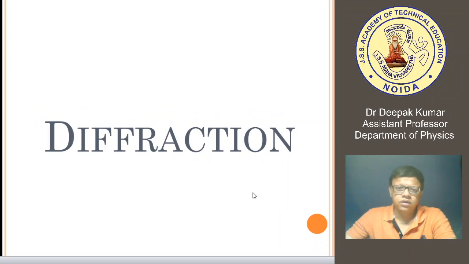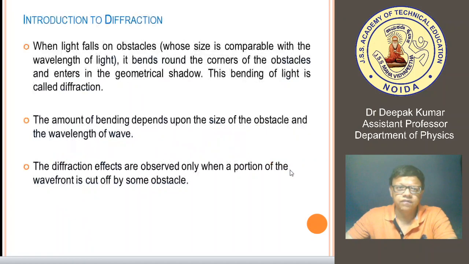So basically, there are three different phenomena which can be explained on the basis of the wave nature of light. The first one is interference, the second one is diffraction, and the last one is polarization. Diffraction is a property which is observed by treating light as a wave. In diffraction, whenever light passes through a slit or an object, the light will deviate from its straight line path, which is against the concept of ray optics.